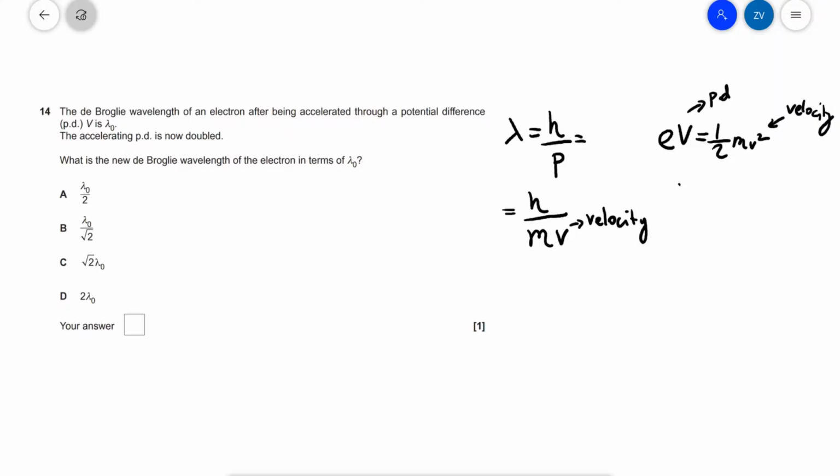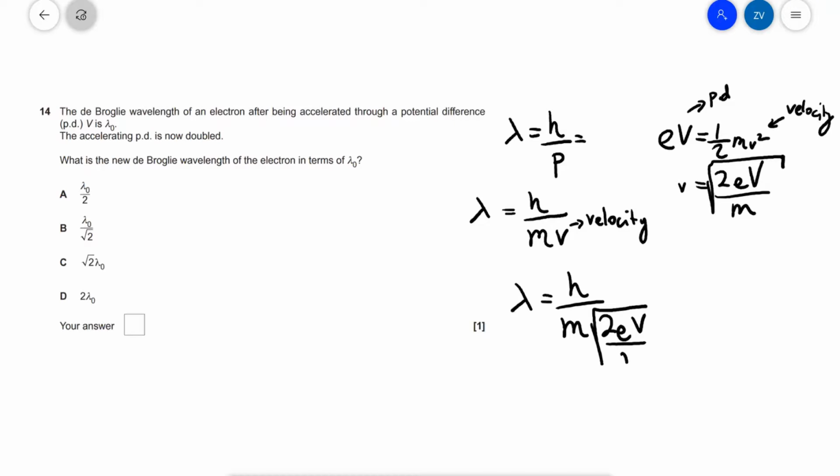Okay, well, let's just rearrange for the velocity. So v is going to equal 2eV divided by m, and all of this is square rooted. All I've done is rearrange eV is equal to a half mv squared for the velocity. Okay, well, how does the de Broglie wavelength depend on the velocity? We can see that this is actually proportional to the square root of the potential difference. In fact, I could even write this as h over m times the square root of 2eV divided by m.